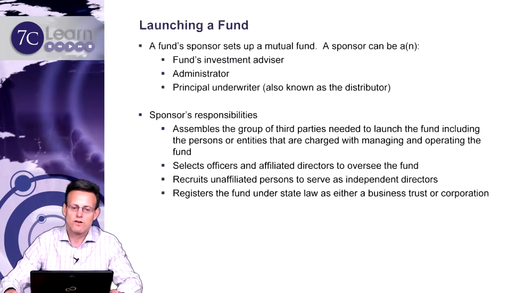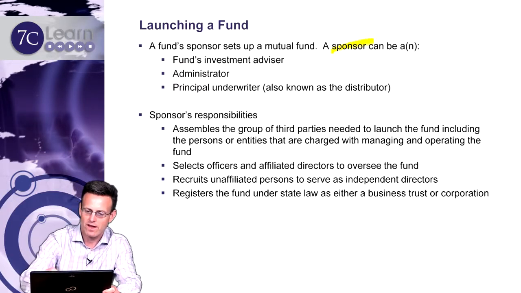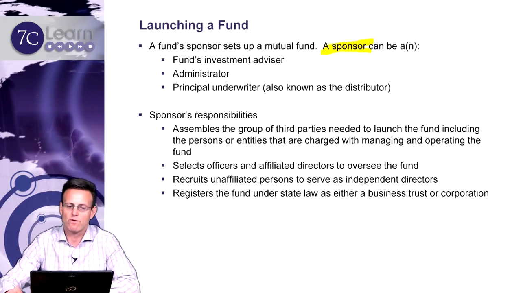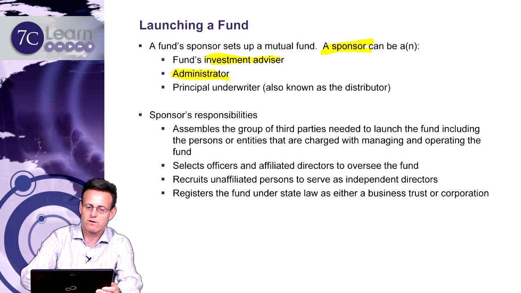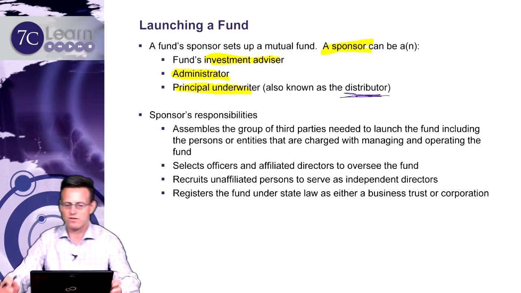So launching a fund. Okay, well, launching the fund is the responsibility of the sponsor. That is putting forward the fund. Typically, that would be the fund's investment advisor who is going to sponsor the fund. But nonetheless, the sponsor is responsible for getting an investment advisor and also getting an administrator to handle the operational elements of the fund, and then the principal underwriter. The principal underwriter is also commonly known as the distributor.